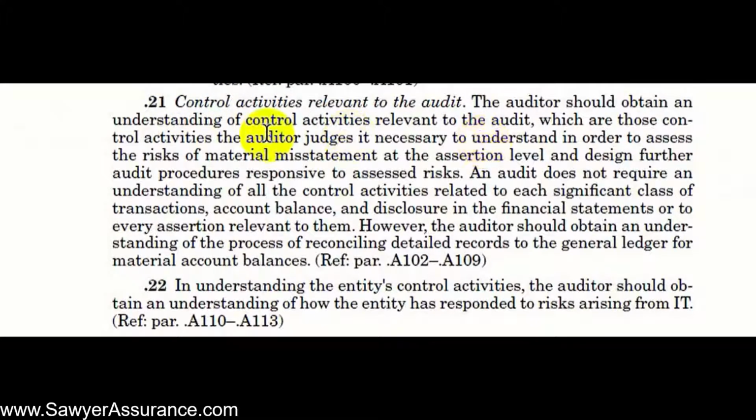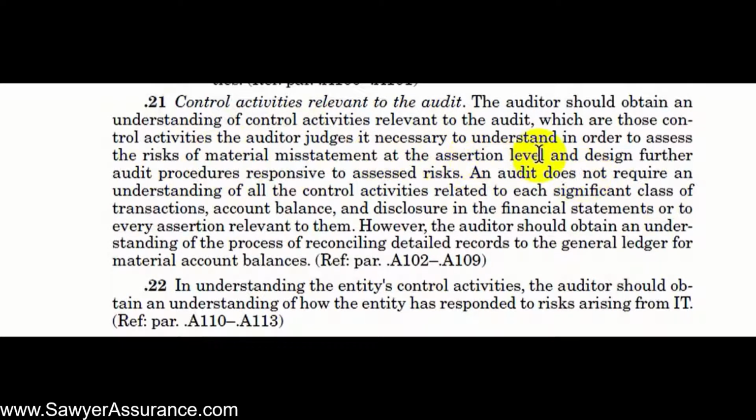So it says here that we should obtain an understanding of control activities relevant to the audit, which are those that we judge to be necessary to understand so that we can assess the risk of material misstatement at the assertion level and assign further audit procedures responsive to those assessed risks. So we're not necessarily testing these controls. That would be determining whether they are effective. We're just trying to understand their design and whether they're implemented, and that would help us to assess the risk of material misstatement. So if they're not designed appropriately, maybe those transaction classes might be a little more risky as far as where material misstatements might be.